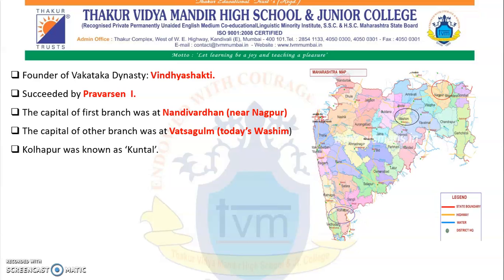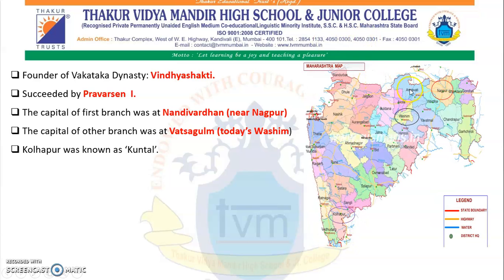So we will see all these places on the map of Maharashtra. You can see Nagpur over here. This is Washim and this is Kolhapur. And Kolhapur was known as Kuntal at that time.